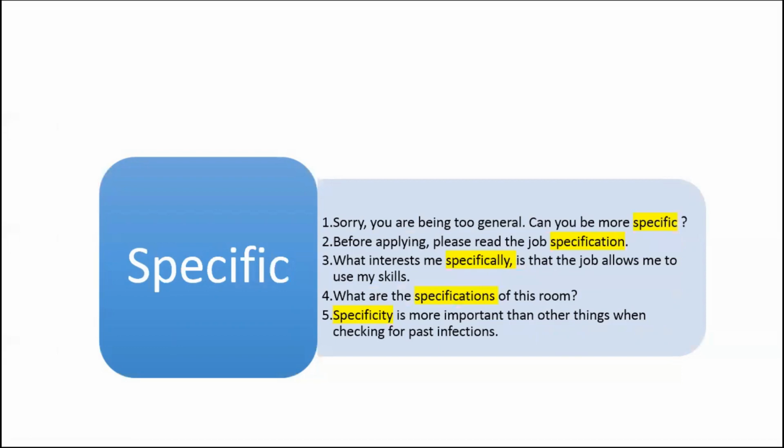Specific. Sorry, you're being too general. Can you be more specific? Before applying, please read the job specification. What interests me specifically is that the job allows me to use my skills. What are the specifications of this room? Specificity is more important than other things when checking for past infections. Okay, so again, we have different meanings. Number 5, specificity, has a very different meaning compared to the others. Numbers 1, 2, 3, and 4 are also about the focus or the precise details.